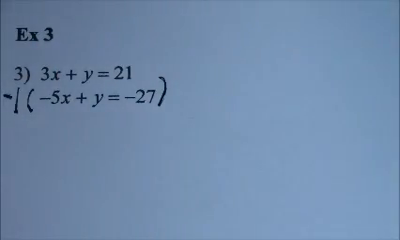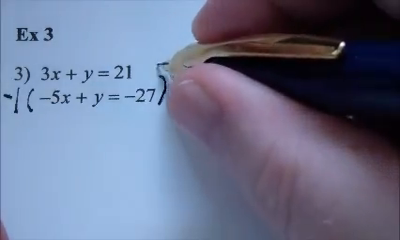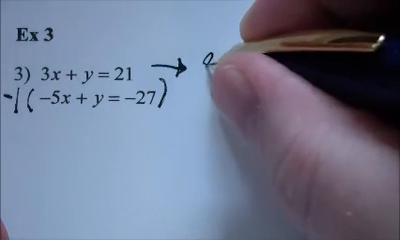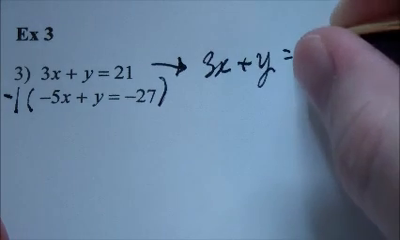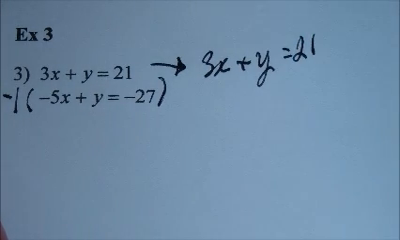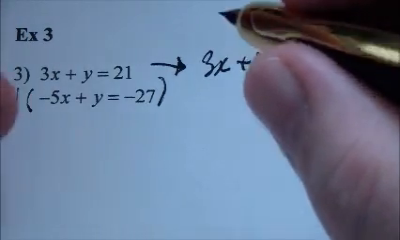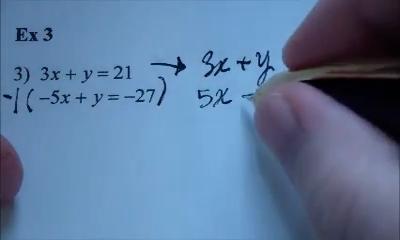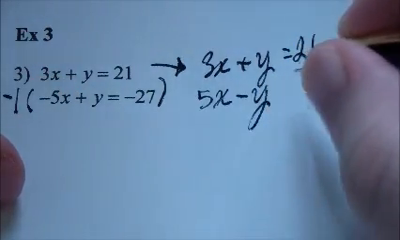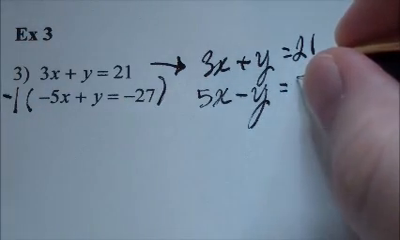Now, if I can, I enjoy multiplying the bottom equation. Top equation, nothing changed. It's still the same. We have 3x plus y is equal to 21. And then the bottom equation, negative times a negative is positive, so negative 1 times negative 5x is positive 5x. Negative 1 times positive y is negative y. And then negative 1 times negative 27 is positive 27.